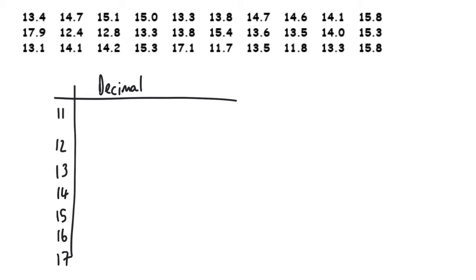Whenever you're doing these, it's always best to do it first in pencil, especially when the data isn't ordered. So 13.4 is the first one, so I'm going to put a 4 in the 13 row. Then we have 14.7, so I'm going to put the 7 beside the 14. 15.1, so the 1 after the 15. 11.0, so I'm going to put the 0 beside the 11. 13.3, I'm going to put the 3 beside the 4. 13.8, then an 8. 14.7, that's in the 14 row.